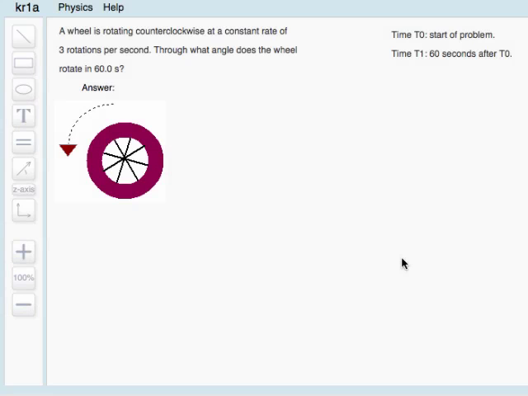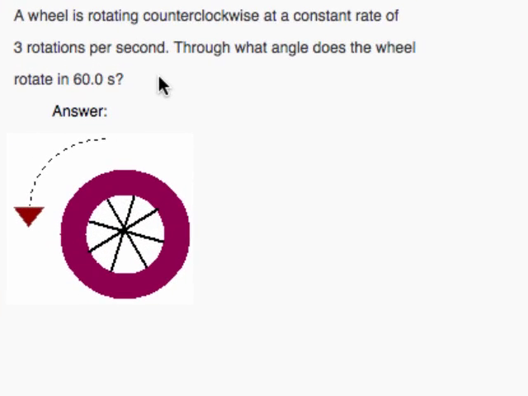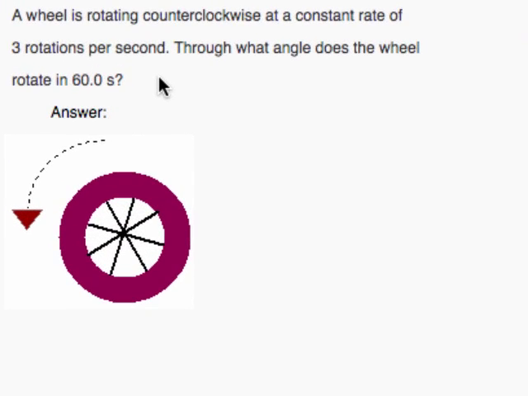This time I've chosen a problem that'll show you some more features, so let's go ahead and get started. The problem says a wheel is rotating counterclockwise at a constant rate of 3 rotations per second. Through what angle does the wheel rotate in 60 seconds?